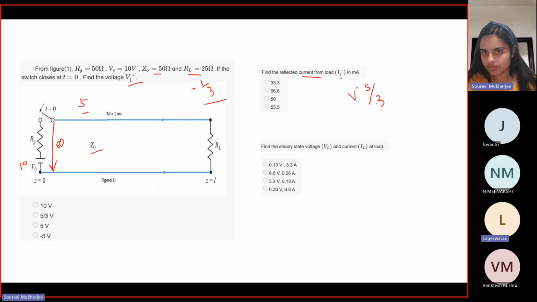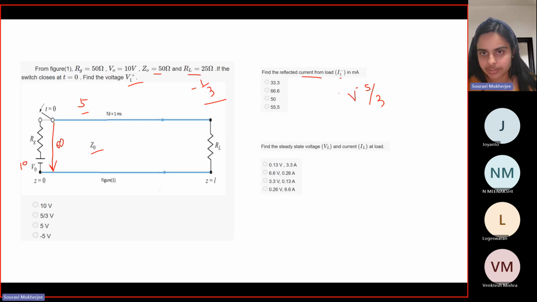1 by 30. I just lost you. 1 by 30. So 33.3 milliampere.